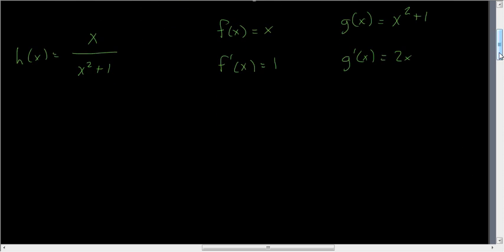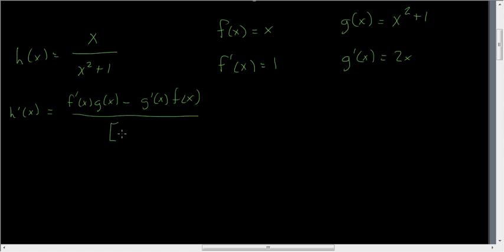So now I'm going to take all of those things and put them into our equation here. So h prime of x is equal to the derivative of the top times the bottom. I recommend you write this down each and every time, minus the derivative of the bottom times the top, all over the bottom squared. That way you memorize it.